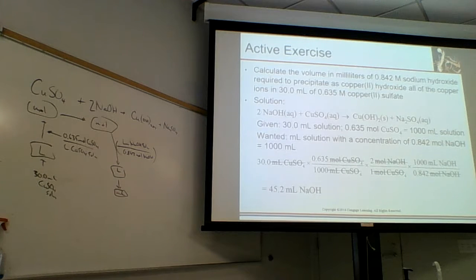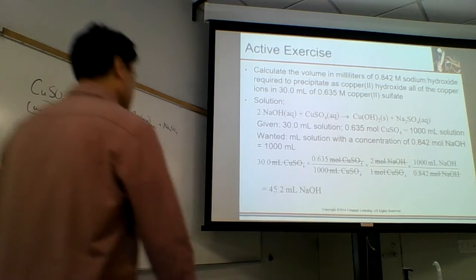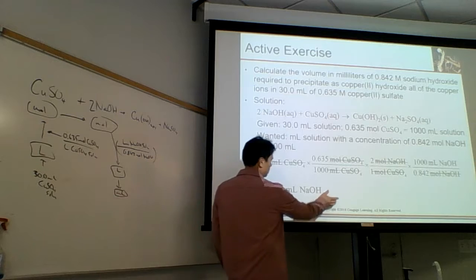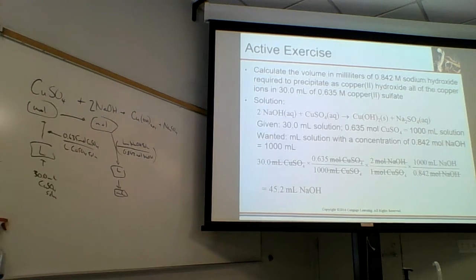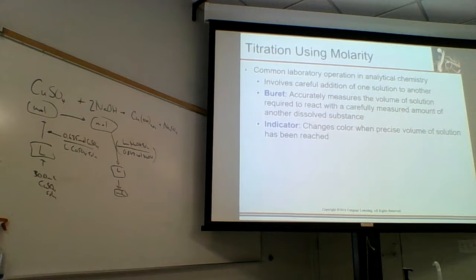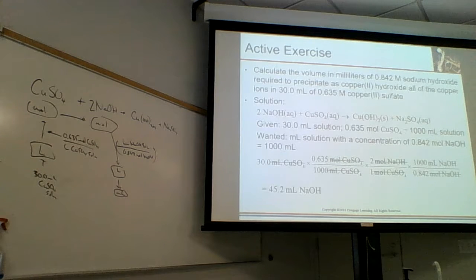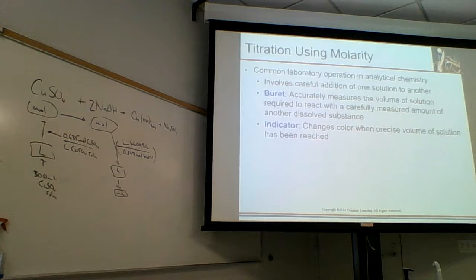We have 45.2 milliliters of sodium hydroxide solution. Now, one thing is I would write solution here because this could be confused with pure sodium hydroxide. And it's not 45.2 milliliters of pure sodium hydroxide. It's 45.2 milliliters of sodium hydroxide solution. Okay, that's an example of stoichiometry.